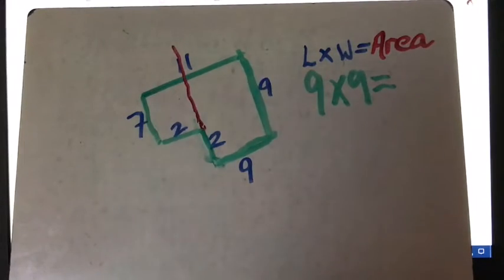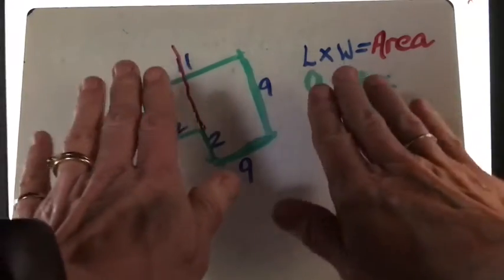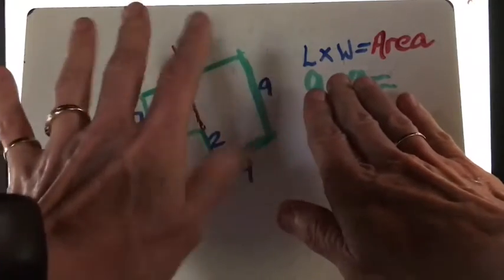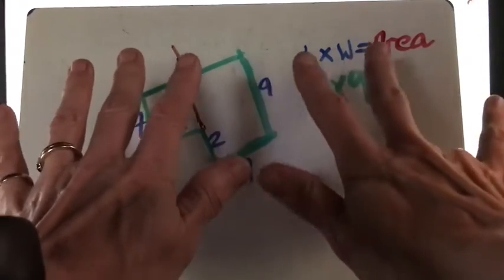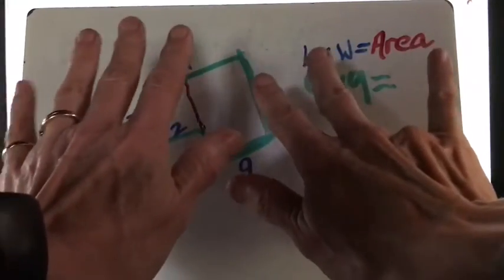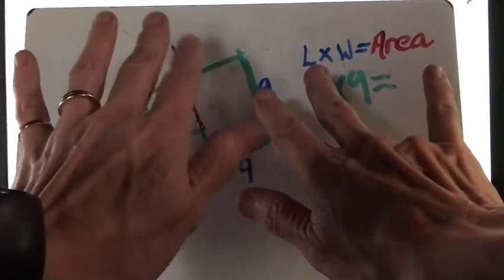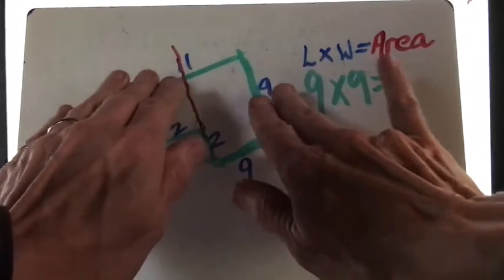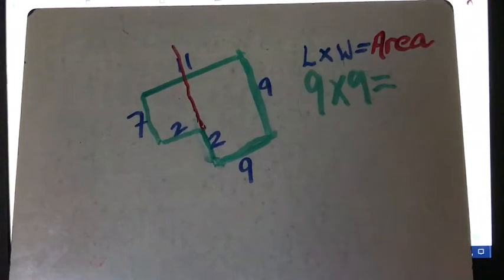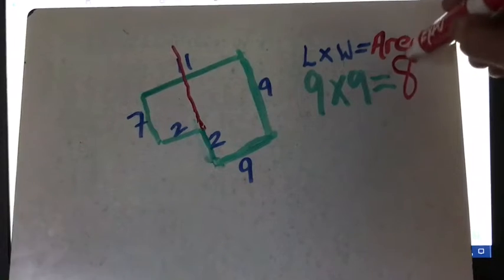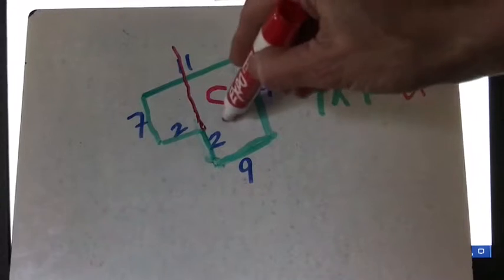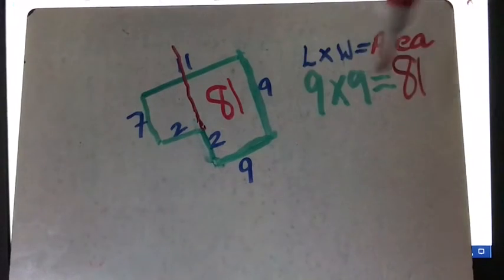My nines tables, I can do my nines trick. So I put my fingers up and I put the 9th finger down. 1, 2, 3, 4, 5, 6, 7, 8, 9. All right. So this finger's down, everything to the left of it, I have 8 tens and 1 one. So 9 times 9 is 81. So my area here on this inside is 81 square units.